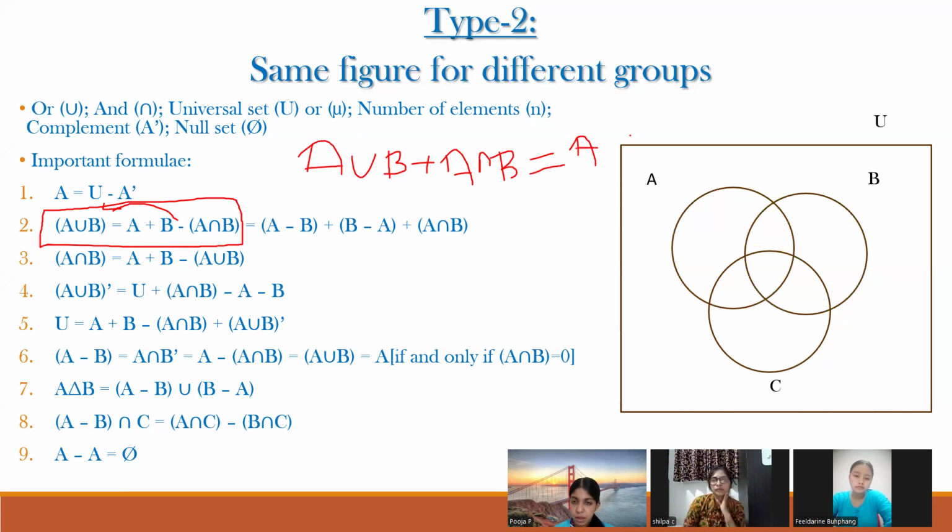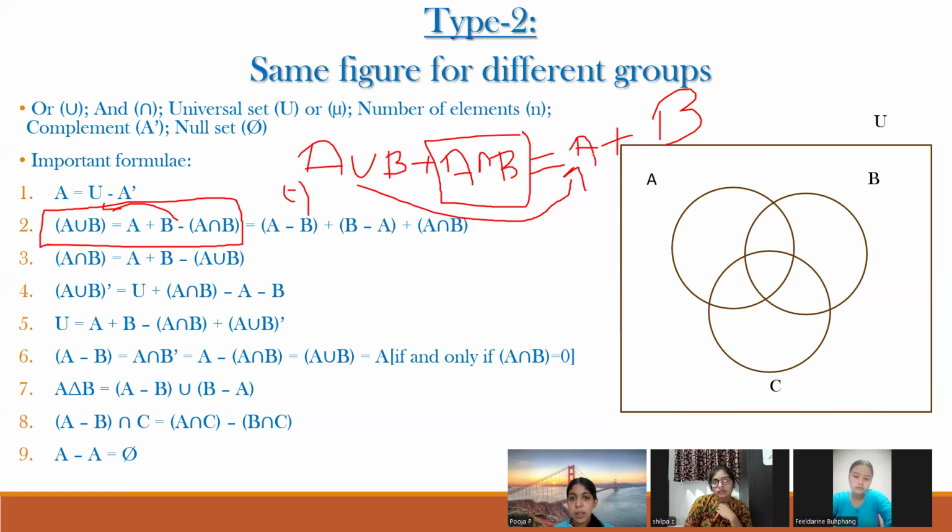So now, what do you need? You need only this A intersection B. So what will you do? Send this A union B term to this side. When you send it to the other side, it becomes minus. So you will get A intersection B is equal to A plus B minus A union B. So you got this formula now?